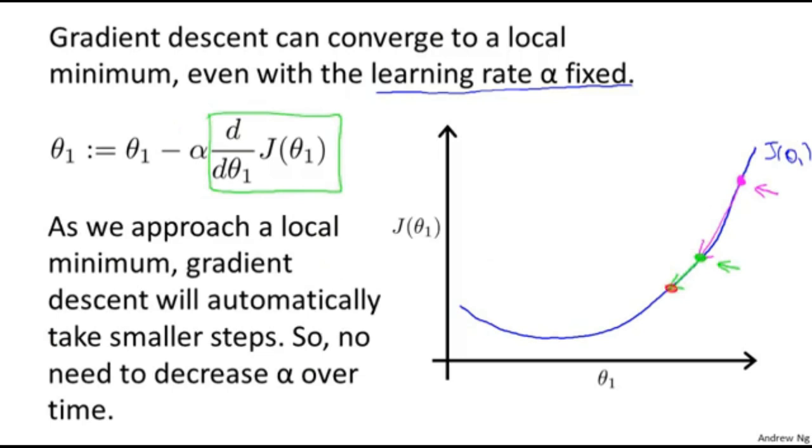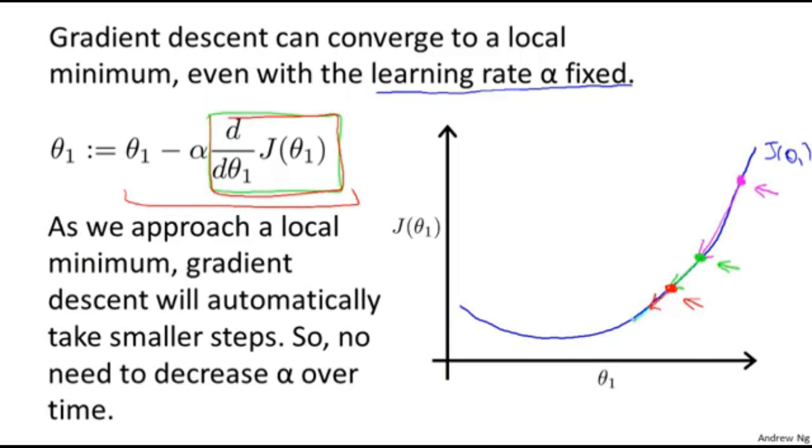Now I'm at a new point, the red point, and now even closer to the global minimum. So the derivative here will be even smaller than it was at the green point. So when I take another step of gradient descent, my derivative term is even smaller, and so the magnitude of the update to theta 1 is even smaller. So take a small step like so.